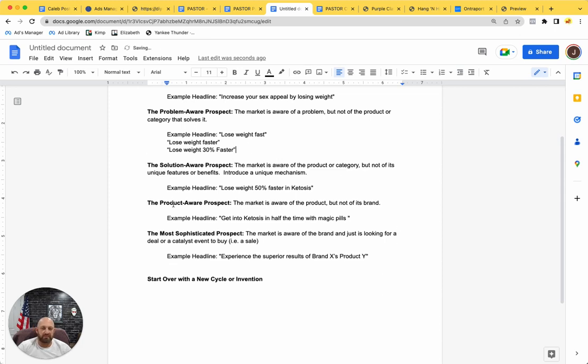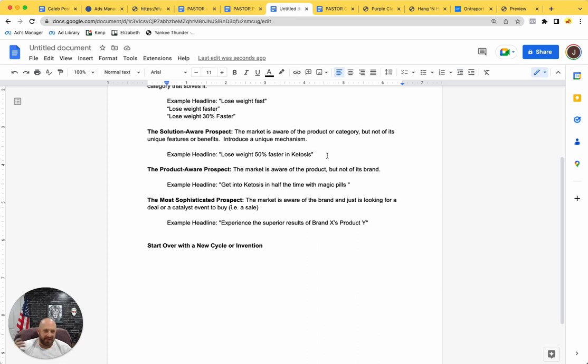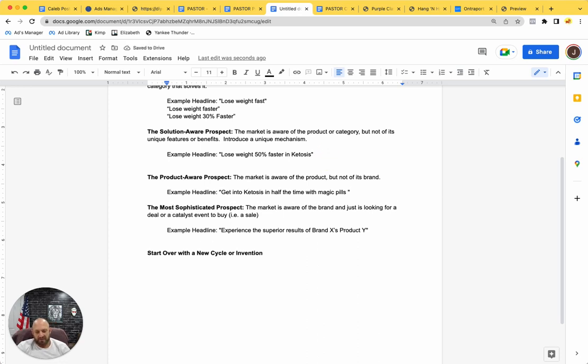Then the market matures and they introduce a unique mechanism: the reason you can lose weight 50% faster is ketosis. They're introducing a new opportunity. Ketosis is the unique mechanism that's going to help you lose faster. It renews my belief in the overstated claims up here. And then the same thing happens here: lose weight 100% faster in ketosis, right? The claims keep getting bigger and bigger as they refine their solution.